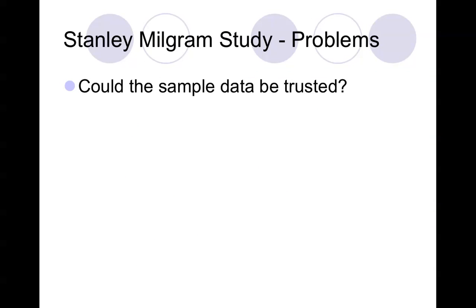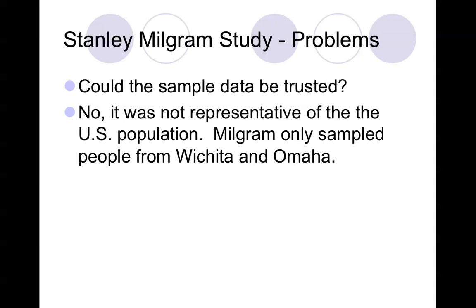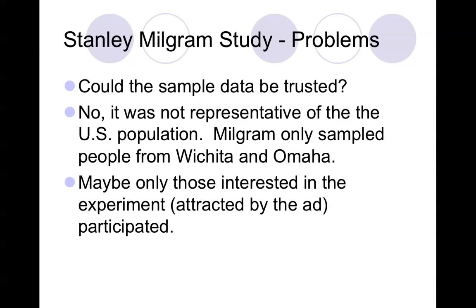So, could the sample data be trusted? And the answer really is no. It was not representative of the U.S. population. Milgram only sampled people from Wichita and Omaha, and he only sampled people who were interested in the experiment, maybe attracted by the ad. We don't know if we really got a full representative sample of all types of people. Maybe people who didn't have a lot of friends, or people who were not interested in or too busy to go through the process of the experiment.